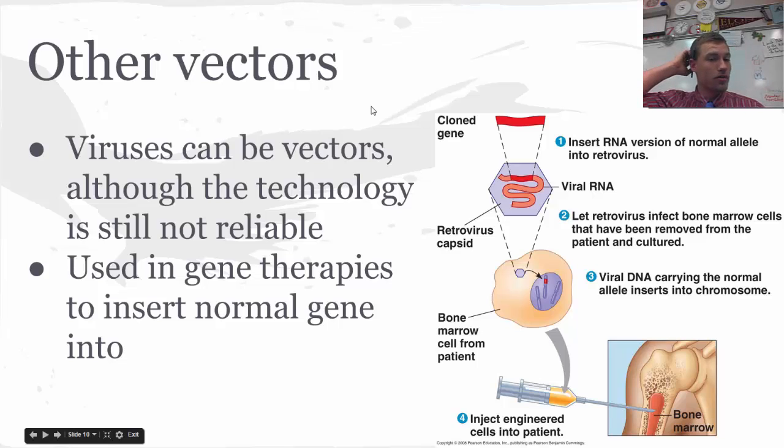All right, some other vectors. Not only bacteria are used, viruses can also be used as vectors. A vector is just something that is going to be carrying a trait for us or carrying some genes. A lot of times these are retroviruses, so they start off with RNA. The RNA will then insert the DNA into a cell, which can be cultured, and we can inject the engineered cells into patients. It's used a lot in gene therapies to insert a normal gene, but it's not really the best. It still is fairly unreliable. This is still pretty new technology, still trying to get a handle on using viruses to do gene therapy.